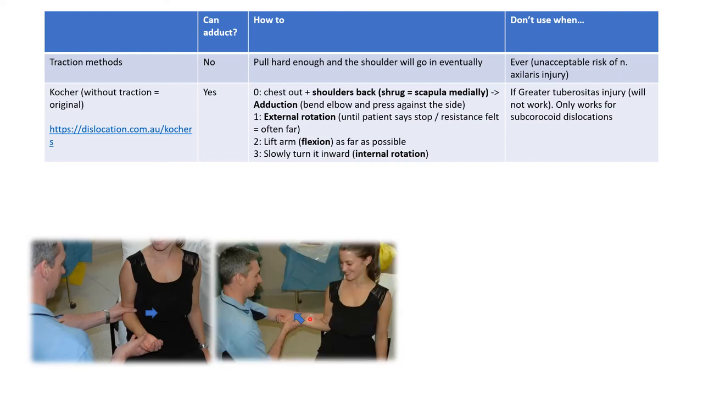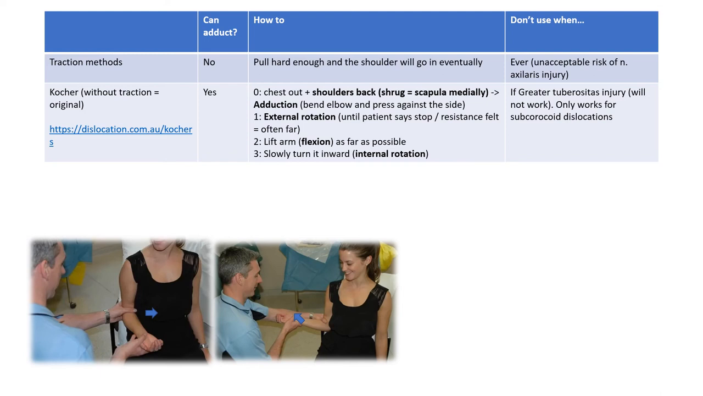And then you externally rotate the patient. And bear in mind that she's shrugging her shoulders and putting her chest out. That's really important for the medial rotation of the scapula. And you externally rotate slowly, slowly, slowly, until they say stop, and you'll be surprised, according to Cunningham, when they are actually stopping, because you'll go quite far. So when the patient says stop or you feel resistance, that's far enough.